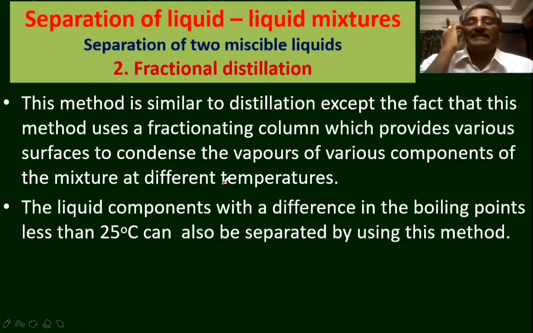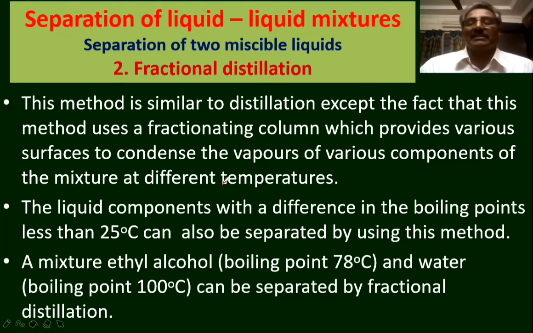Liquid components with a difference in boiling points of less than 25 degrees Celsius can also be separated by this method. Simple distillation or normal distillation is not useful in separating the components of a mixture which have a difference in boiling point of less than 25 degrees Celsius. For this kind of liquids, fractional distillation is useful. A fractionating column is connected to the distillation flask in fractional distillation.